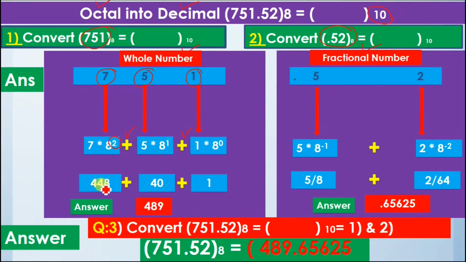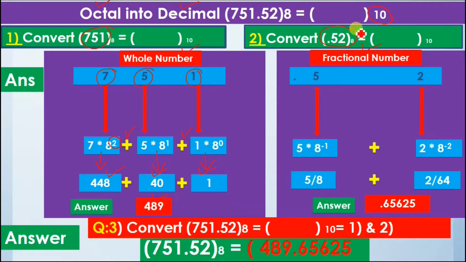So here we have 448, and then here we have 40, and here we have 1. After adding this and this and this, we get the final answer as 489. So this is the answer of the whole part.